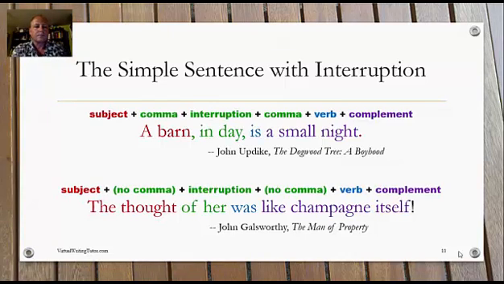Let's do some analysis. So I've put the interruption in green in both cases. In the first sentence, a barn, that's our subject. Is the verb. A small night is the complement. And you'll notice that in day is surrounded by commas and set off from the rest of the sentence. And that's our interruption. In the second example, without commas, it's difficult to see that there's an interruption, but it's there nonetheless. The thought is our subject. Was is the verb. Like champagne itself is the complement. And the interruption of her is inserted without commas.